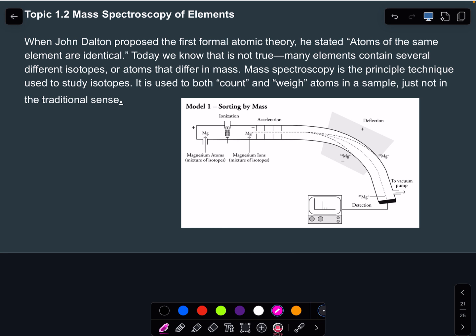According to model 1, what causes the sample mixture to become separated? What's ionization? Yeah, sorry.